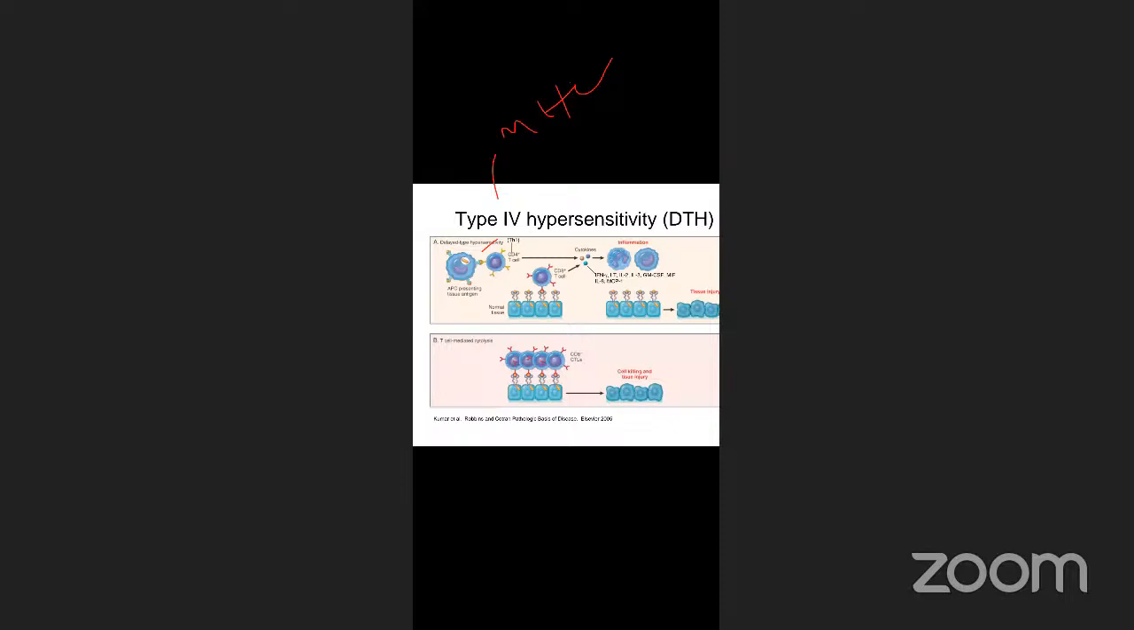In this fourth type of reaction, sensitization is the first phase. You know about the first phase, what sensitization is, and the second phase is the effector phase. You also know about the effector phase.